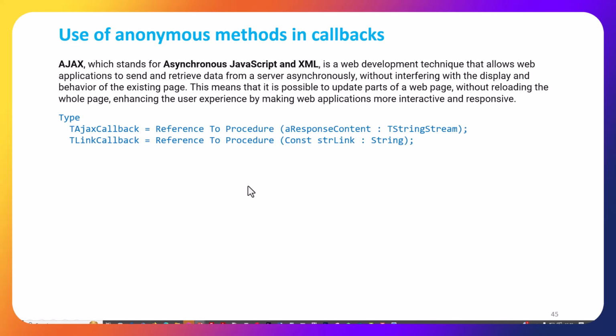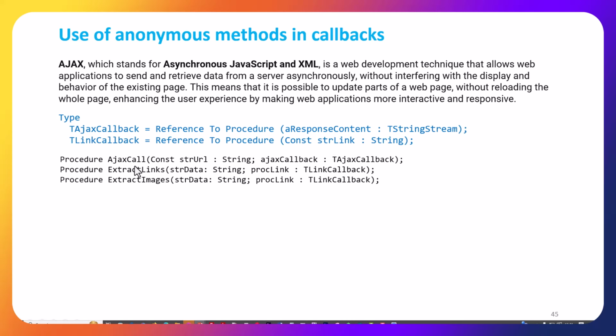So we're going to create two anonymous procedures. One's an AJAX callback, one's a link callback. So we're going to act on the response when it comes in, and we're also going to act on a link when we can get it from the response.